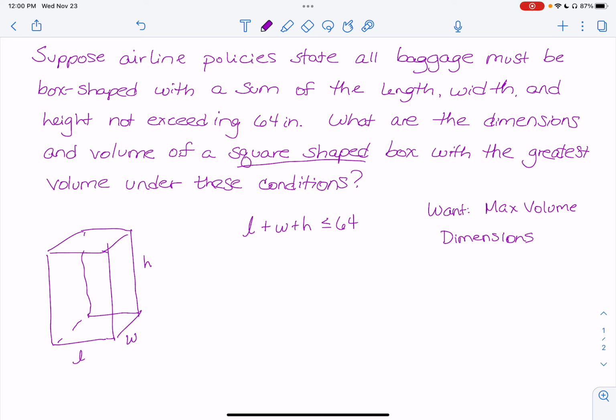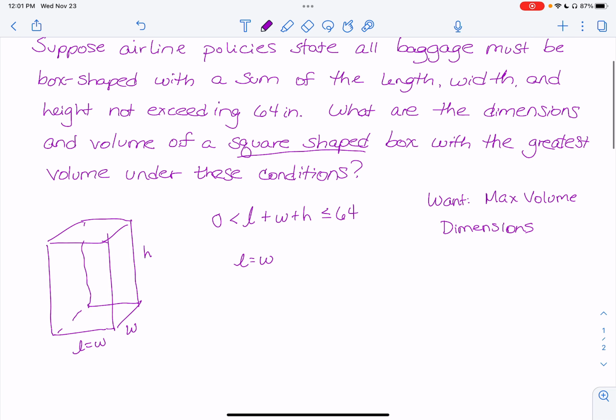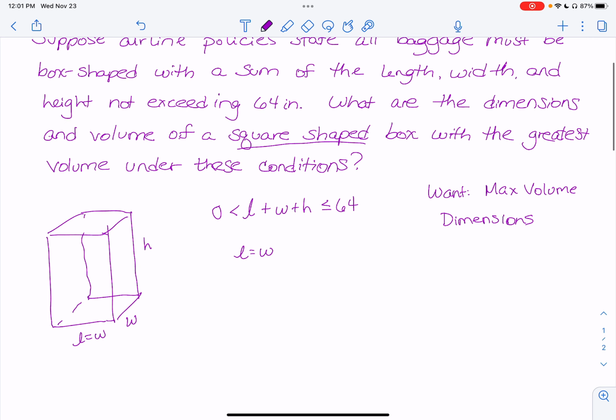Now, I mentioned that it's a square-shaped box, so that means that my length is equal to my width. One side note: the length plus width plus height has to be greater than 0. It shouldn't be equal to 0 because then I wouldn't actually have a box. So just a note as far as what we're looking at here, on the domain of this. That's what we want to think about.